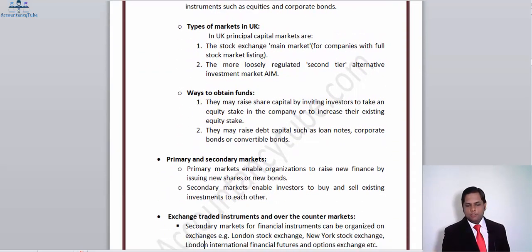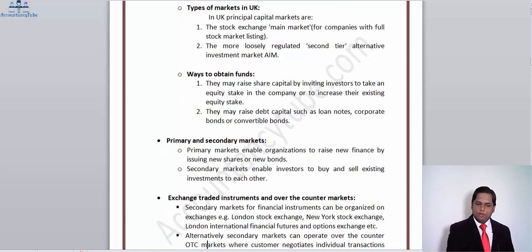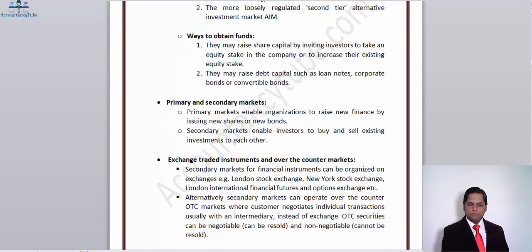Then we have got the types of markets in the UK. In the UK, the principal markets are the stock exchange, the main market, or companies with full stock market listing, where the listed entities' shares are being sold and bought all the time. Then we have the more loosely regulated second-tier Alternative Investment Market, or AIM, as well, just for the sake of knowledge.